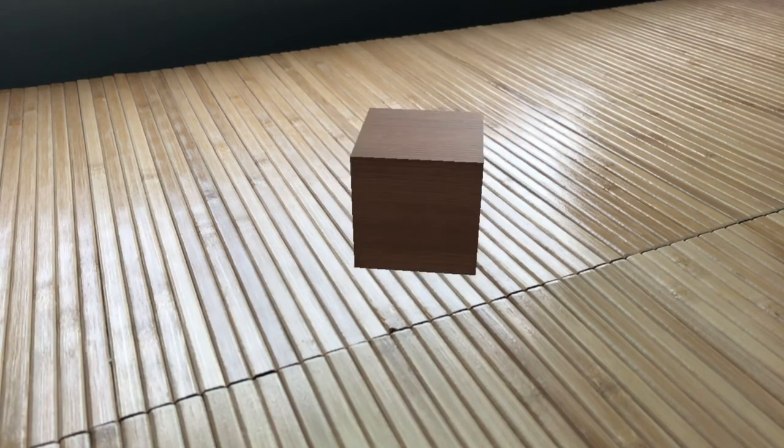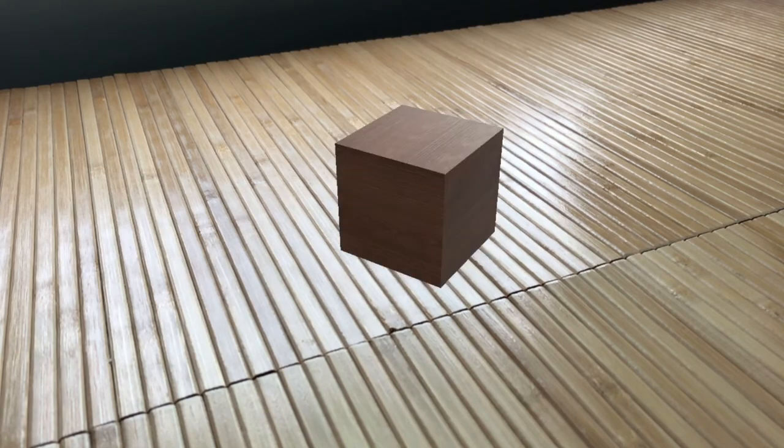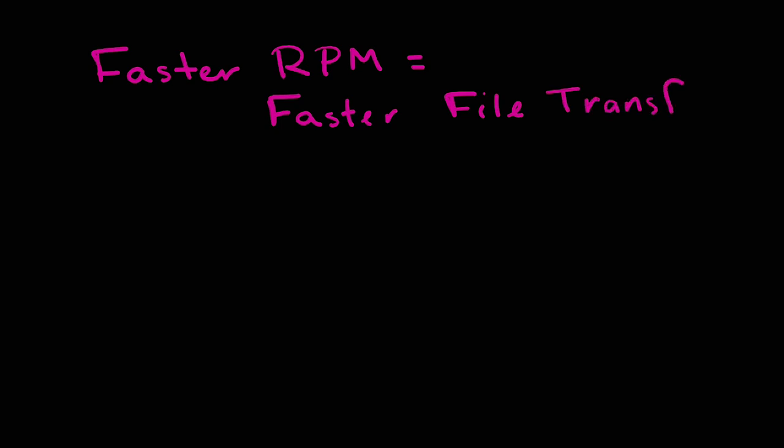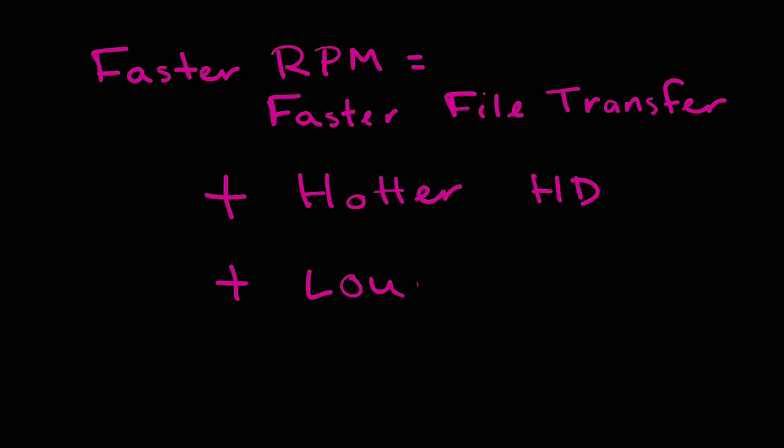Though these hard drives are from about a decade ago, even today, a standard speed for hard drives like these is about 7200 RPM. A faster RPM means that your files will of course transfer faster, but also that your hard drive will likely get hotter and be louder.